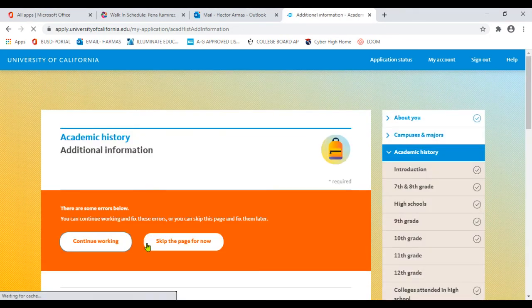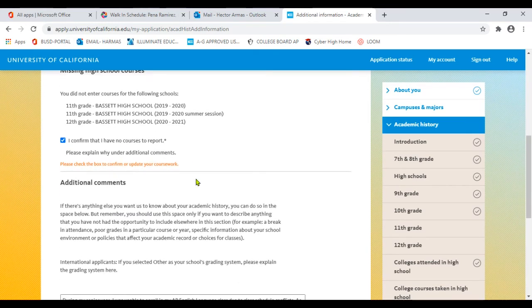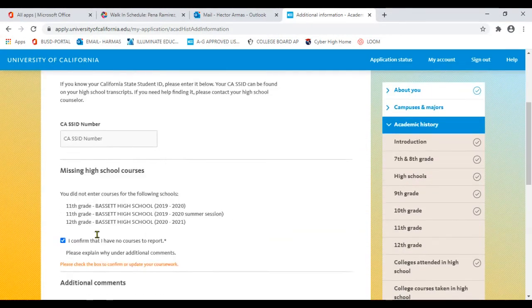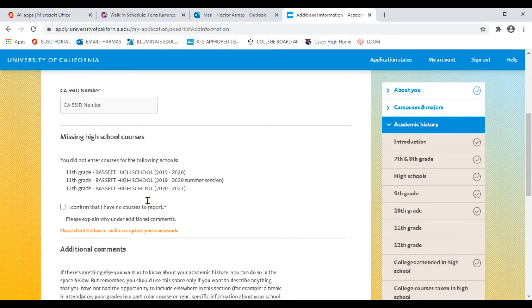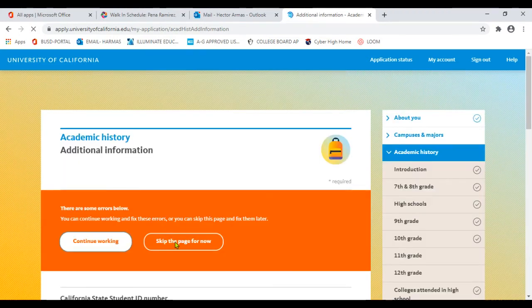Okay, and it says continue working. Let me see what's going on here. It says that I have some errors. Oh, I'm going to say here that I confirm that I have no more course requests, just to basically move along. I know I would have to come back and correct it. Or actually, you know what? No, I'm going to save and continue, because I do want to go back and correct that. I'm going to skip the page for now.